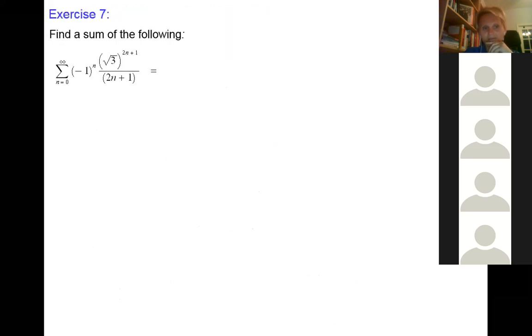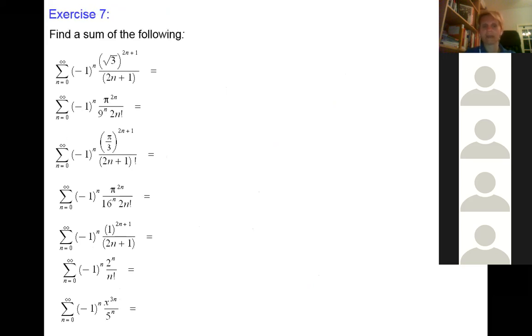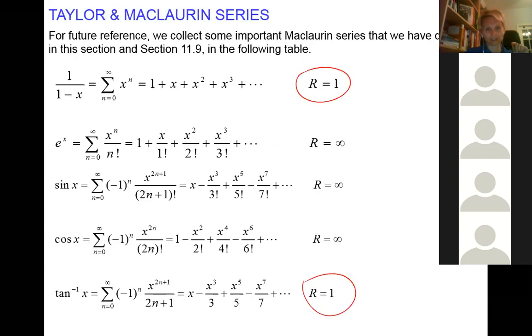Okay, I have a practice for this. Do you remember the e to the x? Let's see if we can find the sum. Finding the sum means matching with the given formulas. Let's see this one. Based on the denominator, 2n plus 1 without factorial, do you remember the formulas? Let's look at this one, inverse tangent.